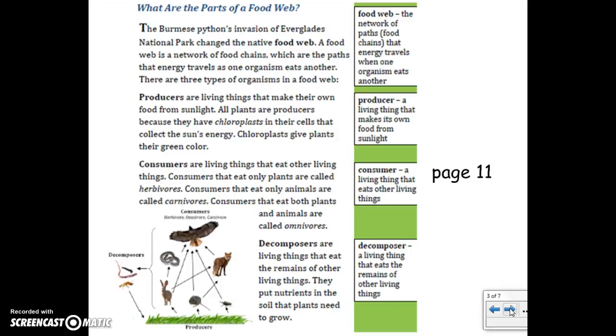Producers are living things that make their own food from sunlight. All plants are producers because they have chloroplasts in their cells that collect the sun's energy. Chloroplasts give plants their green color.